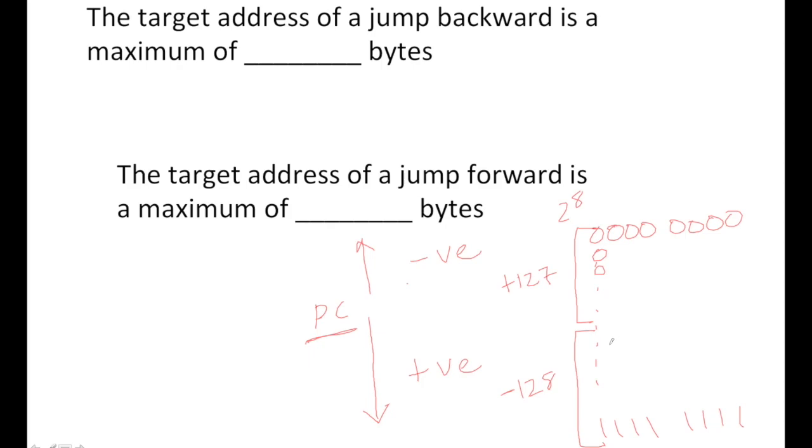So given the fact that when you consider a short jump, you are essentially specifying a relative address with respect to the program counter. To do a backward jump, you can have a maximum of 128 bytes, whereas to do a forward jump you would be limited to 127 bytes.